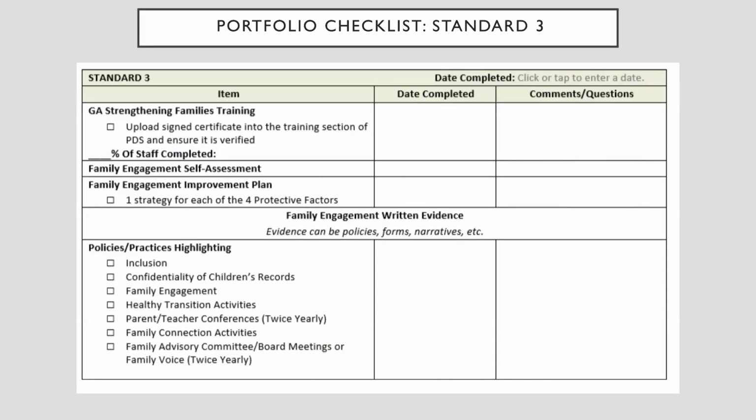The Child Care Resource and Referral can also provide you with a checklist to track your progress in each standard. Here you can see an example of the Standard 3 section of the checklist. If you do not already have a copy of this resource, please contact your coach.